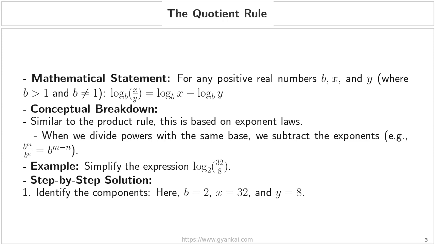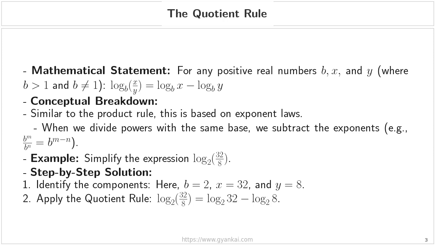Here, the base b is 2, the numerator x is 32, and the denominator y is 8. Second, we apply the quotient rule. This allows us to split the division into a subtraction problem, rewriting the expression as logarithm base 2 of 32 minus logarithm base 2 of 8.